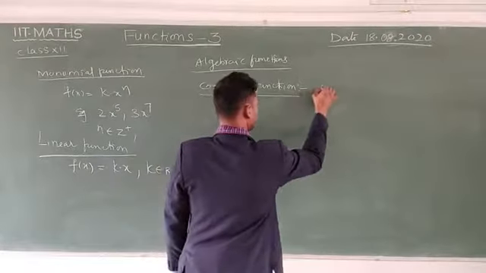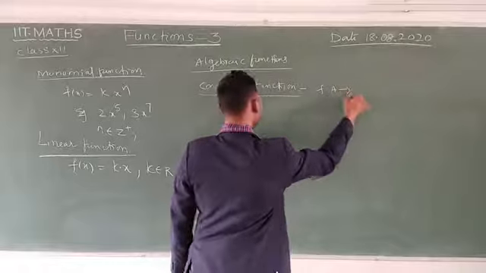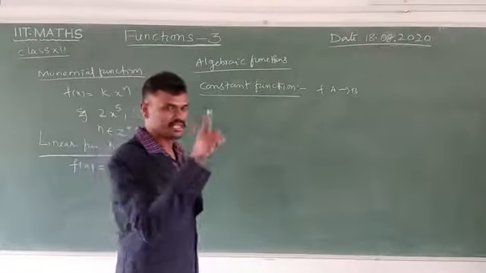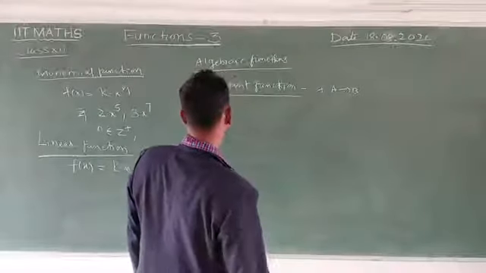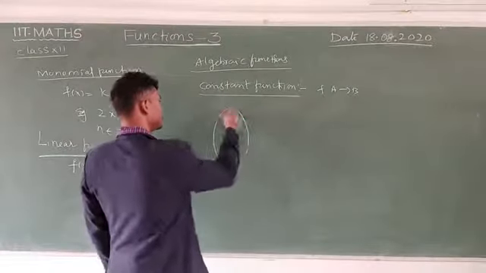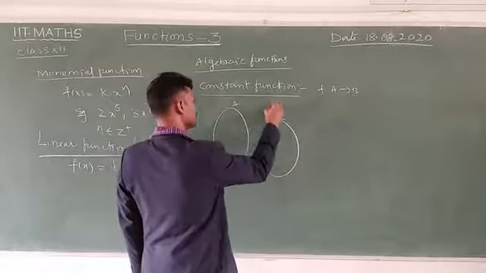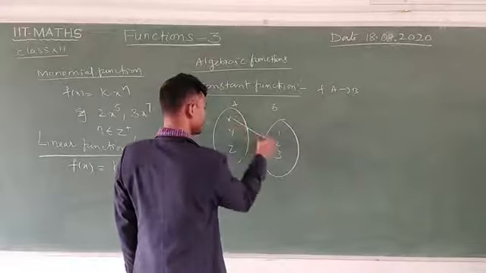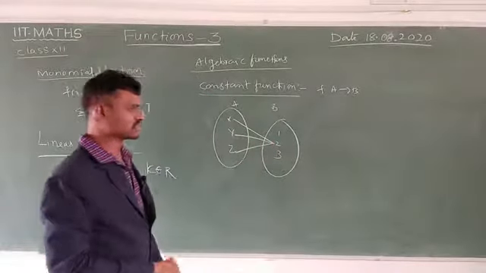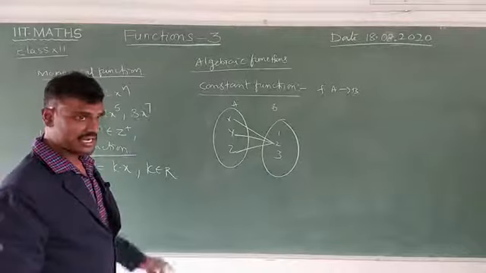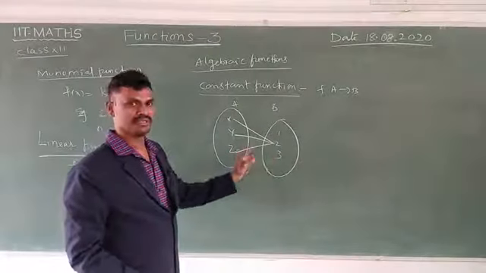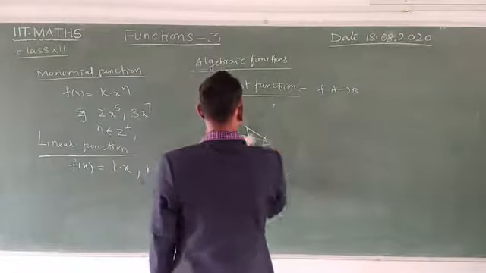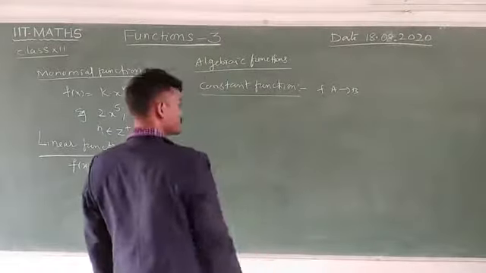See here, f is a mapping from A to B. It is said to be a constant function if all the elements of the domain are assigned a single element. That function is called the constant function. See here, this is A, this is B. Here x, y, z, all the elements are assigned 1, 2, 3. Here all the elements are assigned only 2. This function is called constant function or many one function. All the elements are assigned a single element, that is called the constant function.